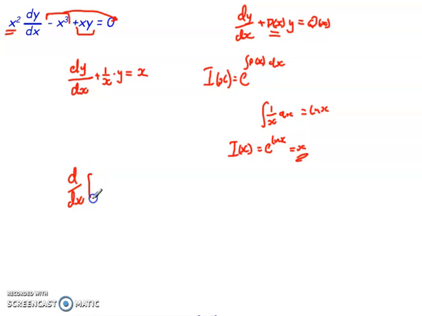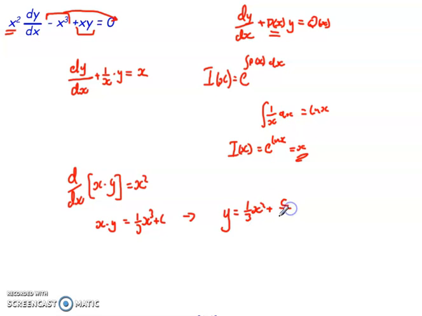So I know then that d by dx of x times y equals x times the integrating factor, so that equals x squared. We then integrate both sides with respect to x, and I'll then end up getting x times y equals 1/3 x cubed plus my c, my constant of integration. Shift the x across, and I get my final solution that y is equal to 1/3 x squared plus c over x. There you go, my solution to that one.